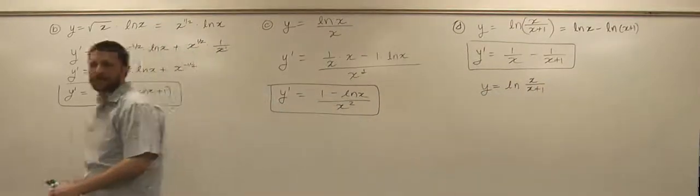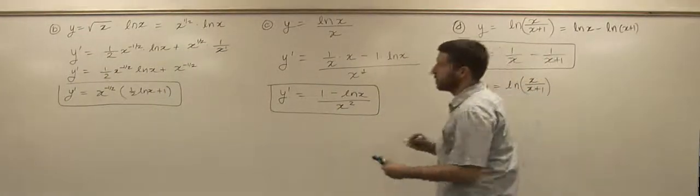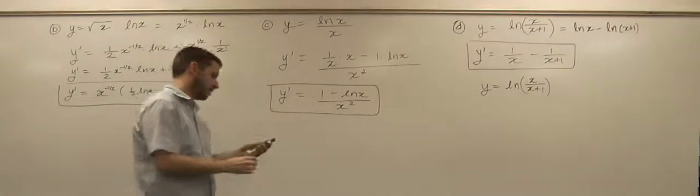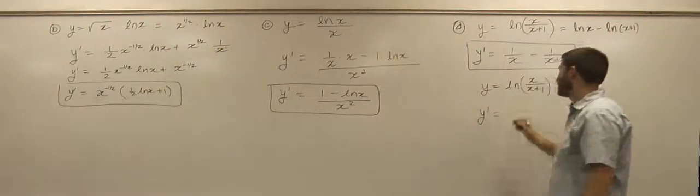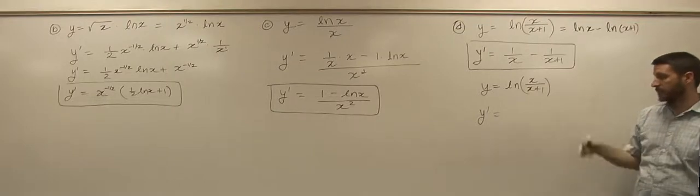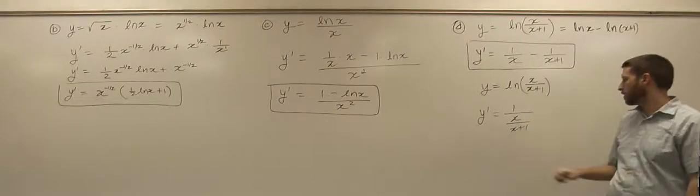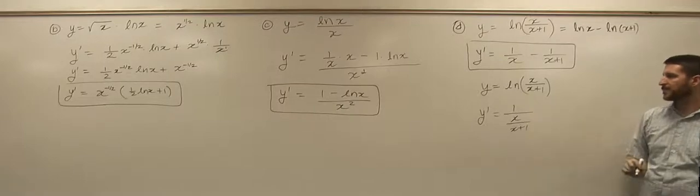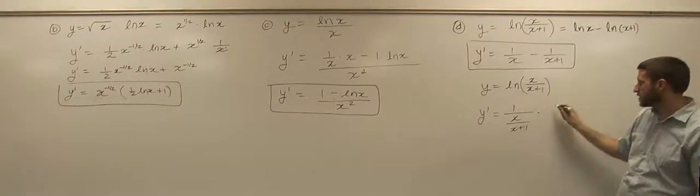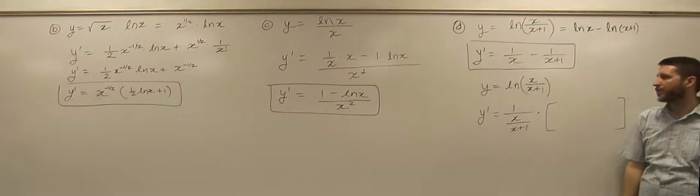So once again, say that you just don't like your log rules, or you don't remember them, or you didn't think to use them. How would you differentiate this without log rules? Chain rule, then quotient rule. Yeah. So to do the derivative of ln of x over x plus 1 without any log rules, for whatever reason, you're a masochist, you would do 1 over the inside. That's not too bad. But then you'd have to multiply by the derivative of the inside. That's what chain rule says. And to do the derivative of the inside, you have to do quotient.